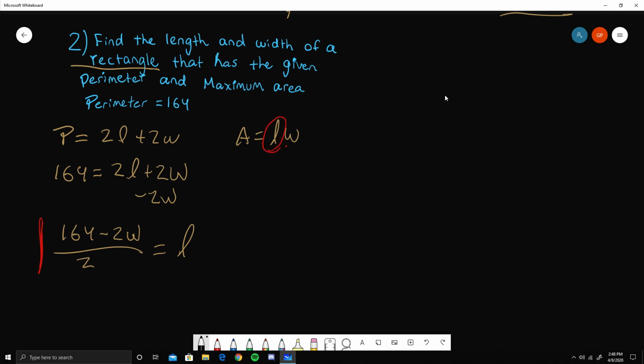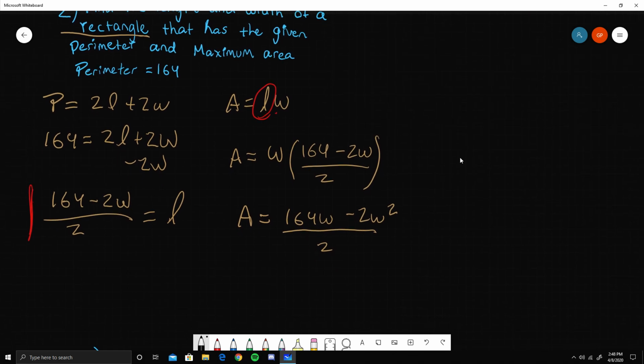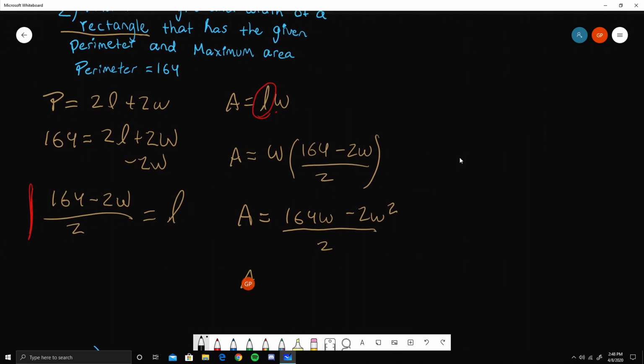So when I do that, I'm going to get that A is equal to W times (164 minus 2W) over 2, which will simplify to A equals (164W minus 2W squared) over 2. And I can simplify this further with one final step. That gives me that the area is equal to 82W minus W squared.